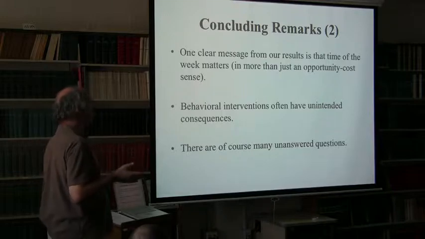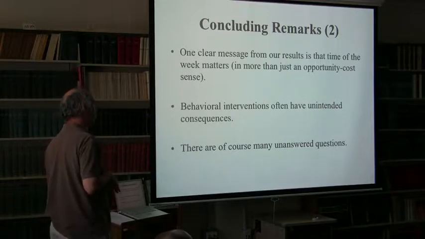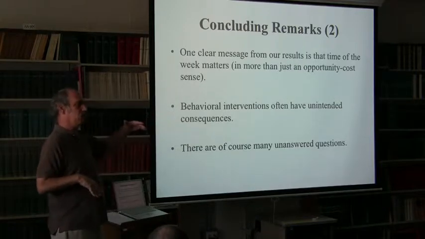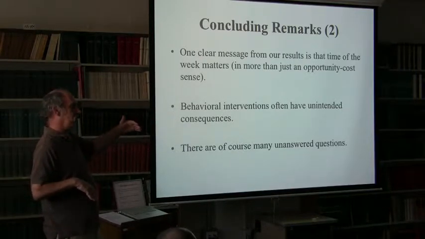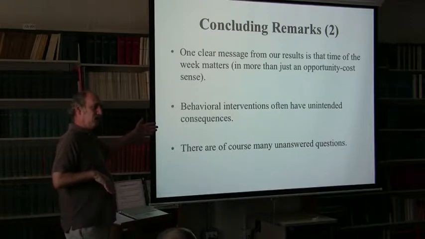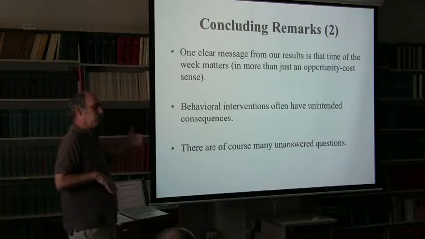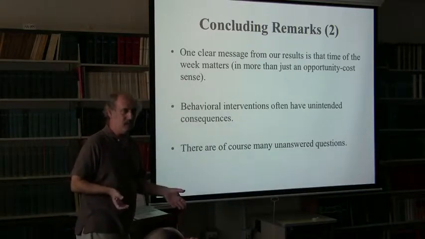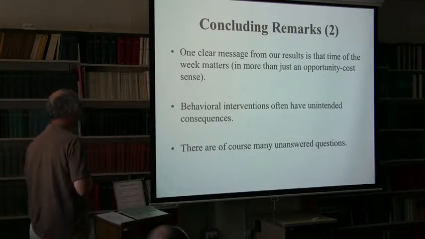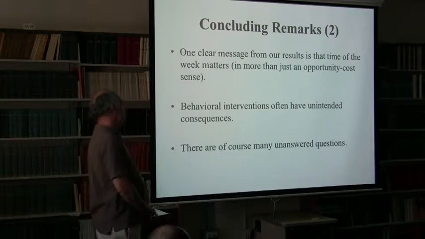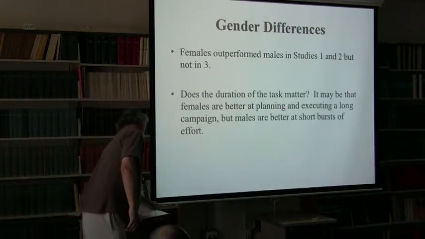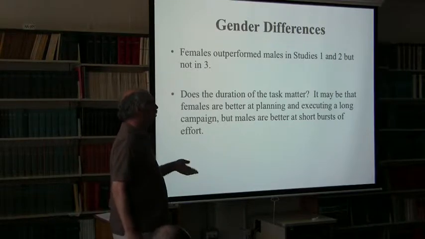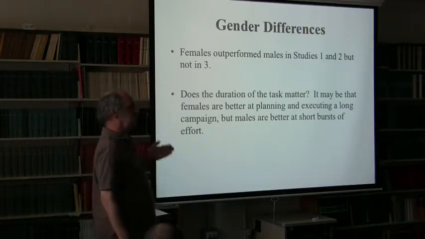Time of the week matters, and maybe in more than just an opportunity cost sense. Our behavioral interventions, like giving a structure or having them give a planned task order, or having the Stroop test, seemed to be going in the wrong direction almost every time. Well, the second time it didn't matter. The other 2 times they went the wrong way. So behavioral interventions often don't go the right way. And we just scratched the surface. Gender differences, I think it's my last slide. In studies 1 and 2, women did significantly better than men.